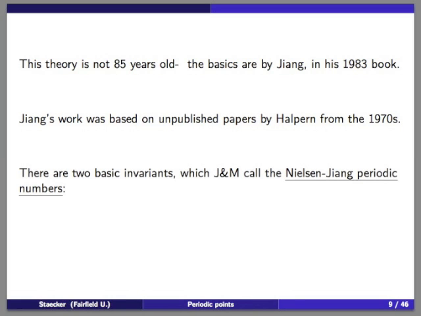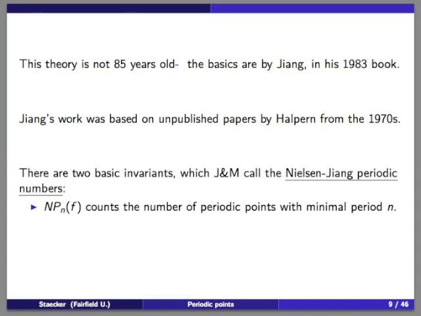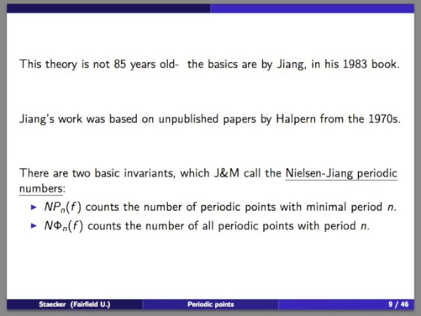So there are two basic invariants in the book by Jezierski and Marzantowicz. They call them the Nielsen-Zhang periodic numbers, which I think is a decent thing to call them. There's two of them. One is NP_n. This is meant to be a count of the number of periodic points of a certain minimal period. And the other one, NΦ_n, is meant to count the number of periodic points of all period n. All right, not necessarily minimal period.